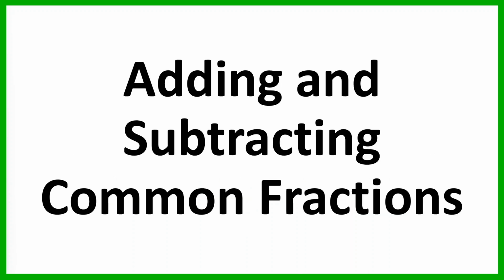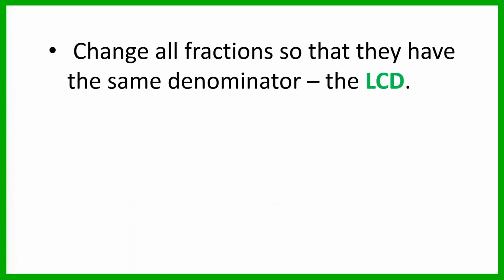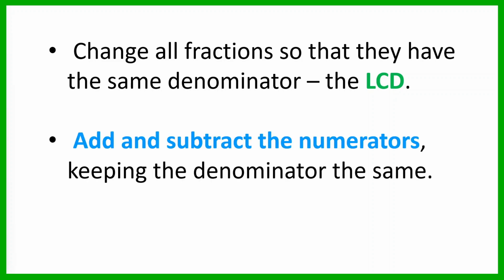Okay, now if we are working with adding and subtracting common fractions, the first thing you need to do for the addition and the subtraction is make sure that you've got the same denominator for all fractions. So you need to change all of the fractions so that they have the same denominator, which would be the LCD, or the lowest common denominator. Then once you have found the lowest common denominator and changed all the fractions so that they have that same LCD, the next thing you need to do is add and subtract the numerators while keeping the denominator the same. So you only are going to be adding and subtracting the numerators, and the denominator is going to stay that LCD.